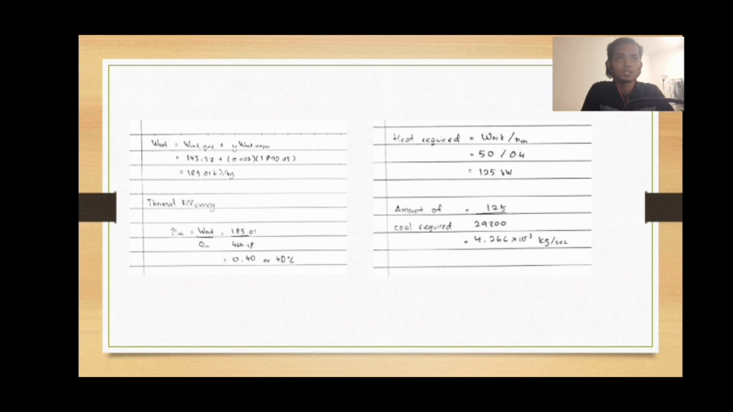Then the next question wants the amount of coal required. Since I don't have heat required yet, I use heat required equals work over efficiency. So I got 125 kW, and amount of coal required is 125 divided by 29,300, and I got 4.266 kg per second for the coal required for this gas vapor cycle.